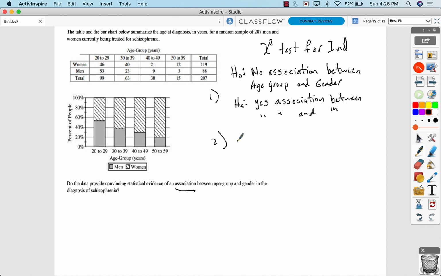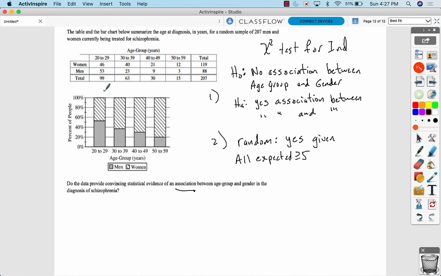Alright, so on this one, let's see how they got these people. They got a random sample. It's not an experiment. Okay, all expecteds are greater than or equal to 5. So we're going to have to check that.